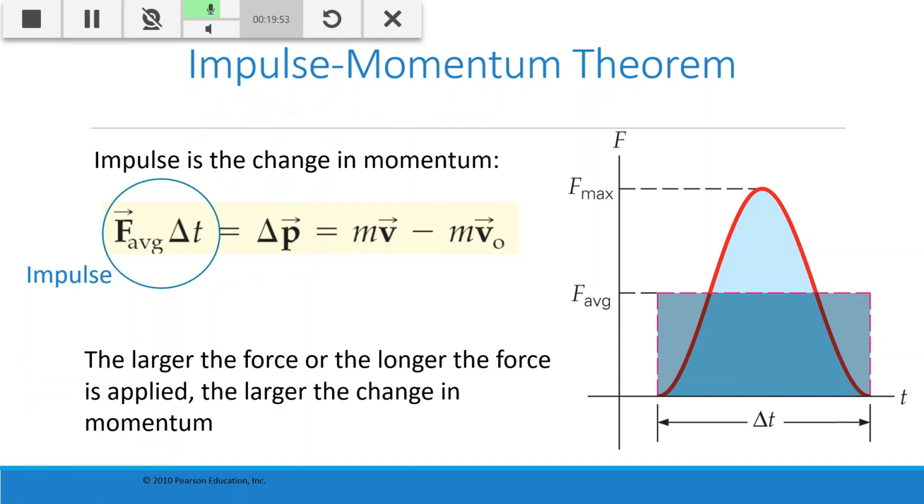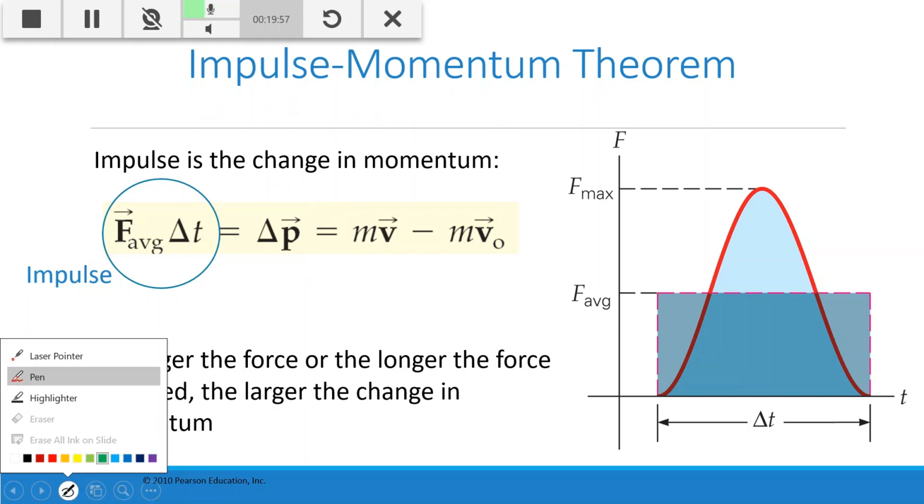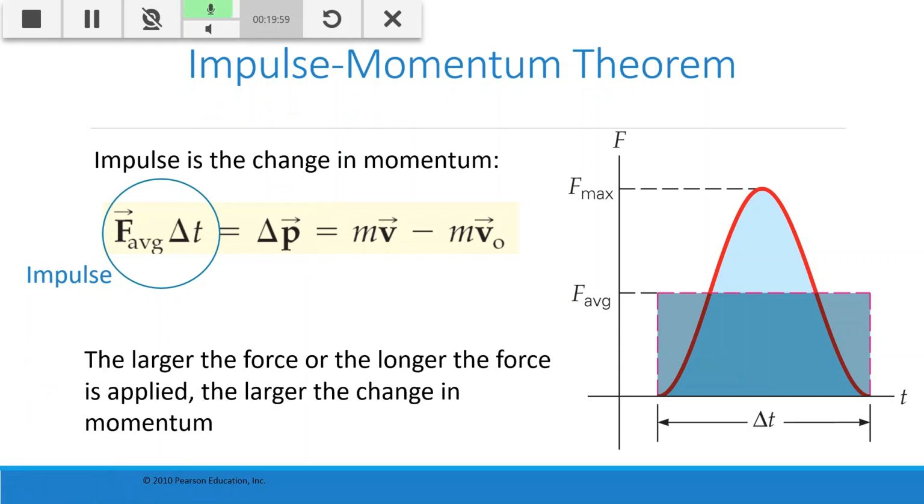And this product of force and time is defined as impulse. So impulse describes how forces applied over time cause changes in momentum. So the larger the force applied and the longer the force is applied, the bigger the change in momentum is going to be. So I like to think of impulse as kind of the way that objects change.